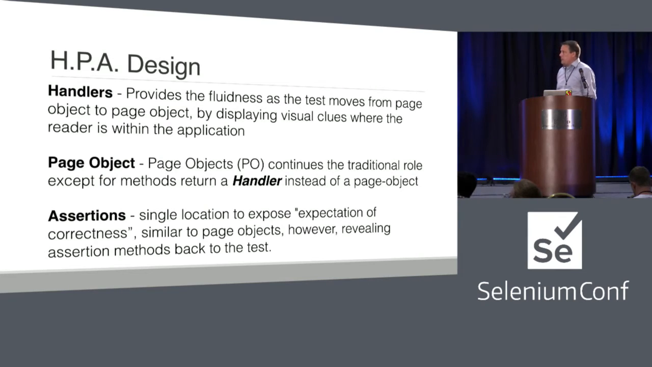It's page objects, handlers, and assertions. Handlers are basically just road signs, place markers, just visual clues of where you are within your app. Page objects are the same as you would normally create them, except instead of returning a page object, you're going to return a handler instead. The assertion is modeled after the page object. It reveals back to the test kind of like a service, but around assertions.